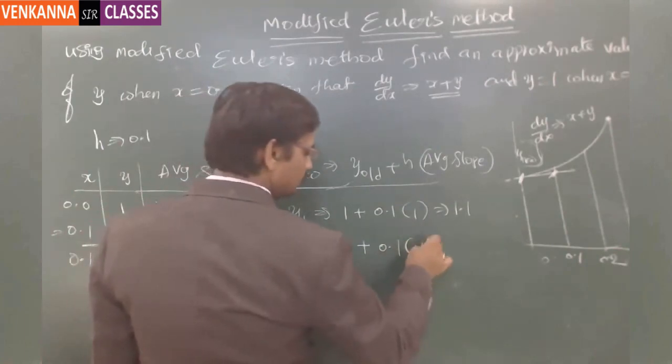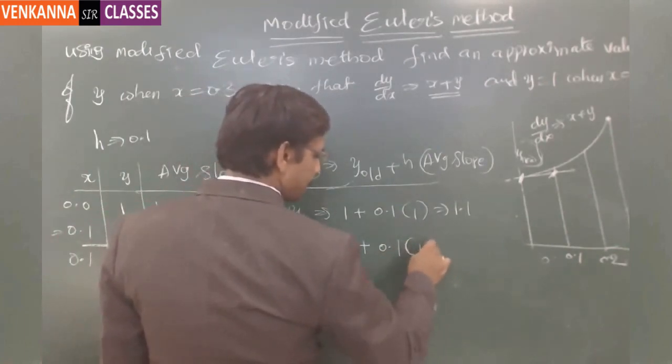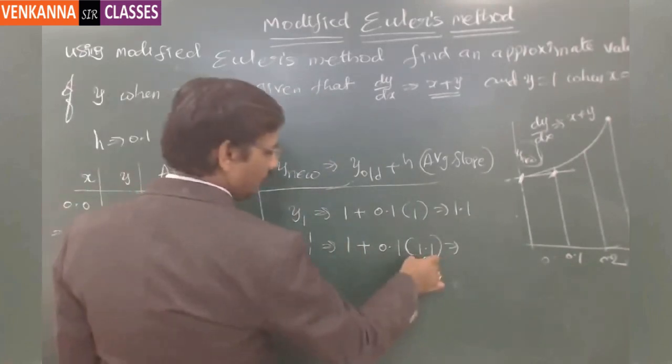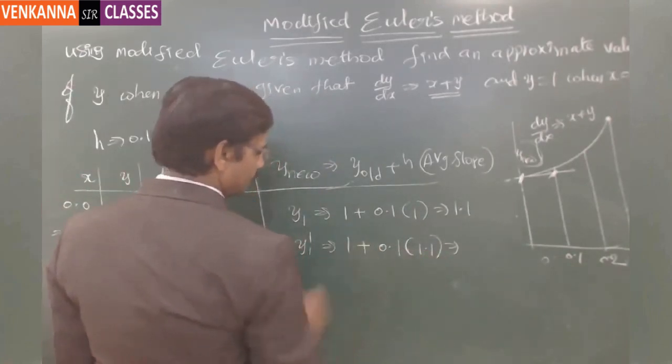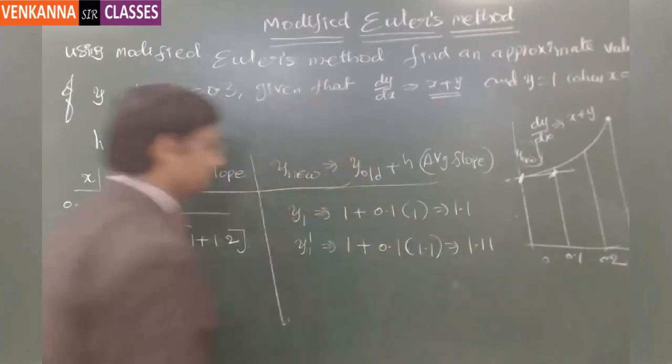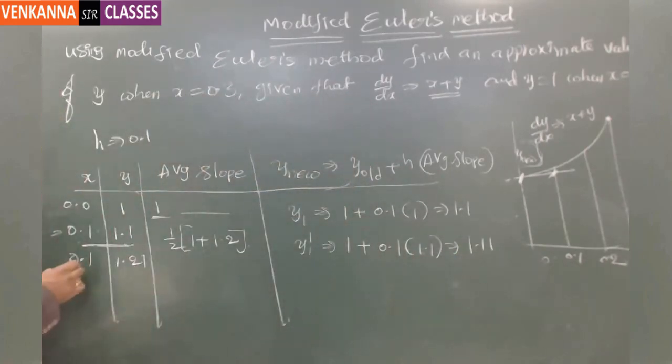Again this is 1.1, so this is 0.11. 0.11 plus 1 is 1.11. Now you can calculate the next iteration with 0.1 and 1.21. The sum of these two will be the slope. So 0.1 plus 1.2, 1.11.